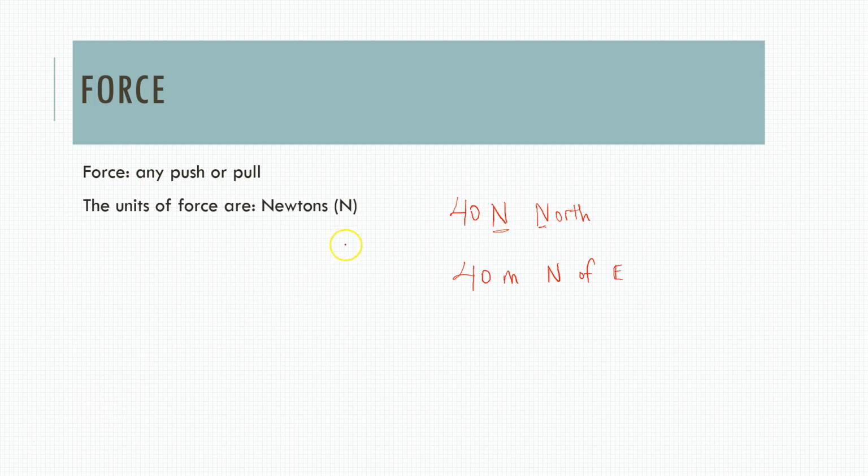Okay. Another thing that you might see sometimes for Newton is that 1 Newton is equal to 1 kilogram times meter per second squared. So technically, you could say that 40 newtons to the north is 40 kilograms meters per second squared north. So those two are equal to each other.